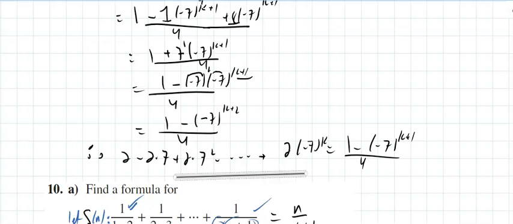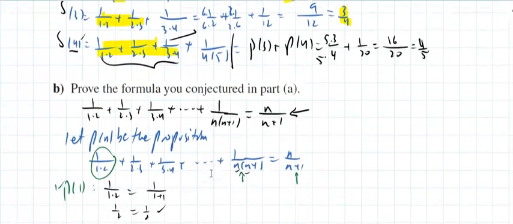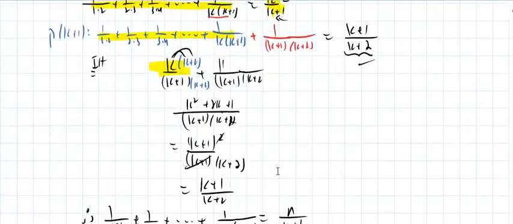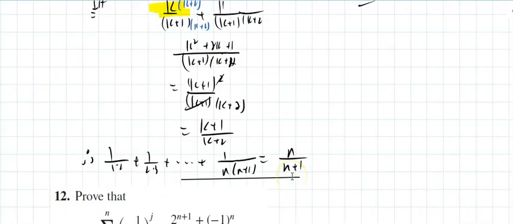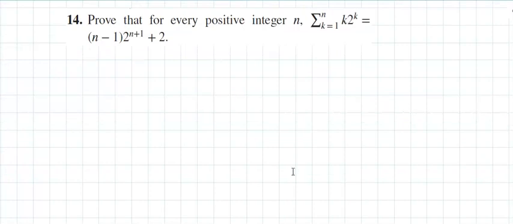Now, 10 we did already. I'd like to look at, okay, I'll improve this at the end if I have time. I really want to go for 14 first and get that out of the way. So in 14 it says, this summation equals n minus 1 times 2 to the n plus 1 plus 2.